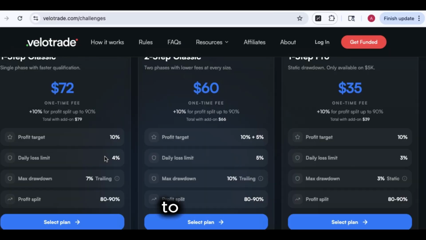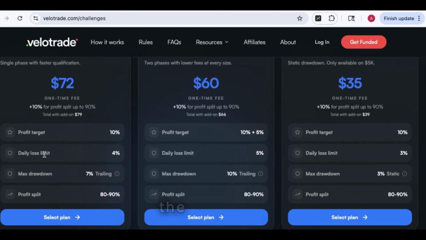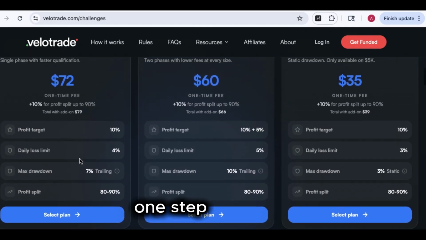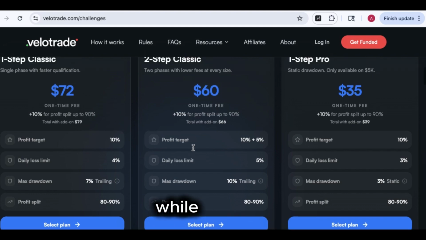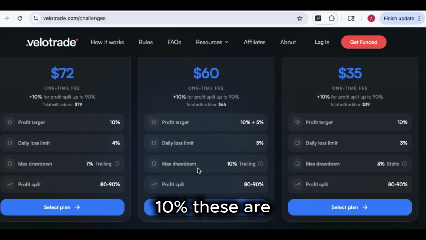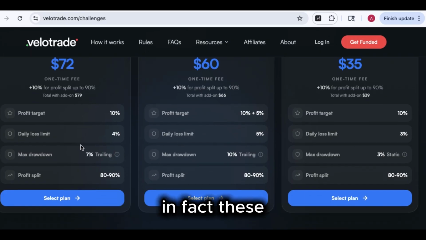If we continue to check the features of these two challenges, we will see that not only the profit target is different, but the daily loss limit and the max drawdown are also different. In a one-step challenge, the daily loss limit is 4% against 5% for the two-step. And the max drawdown in a one-step challenge is 7%, while the max drawdown in a two-step classic would be 10%. These are very important differences. In fact, these differences in the daily loss limit and in the max drawdown are even more important than the difference in the profit target.